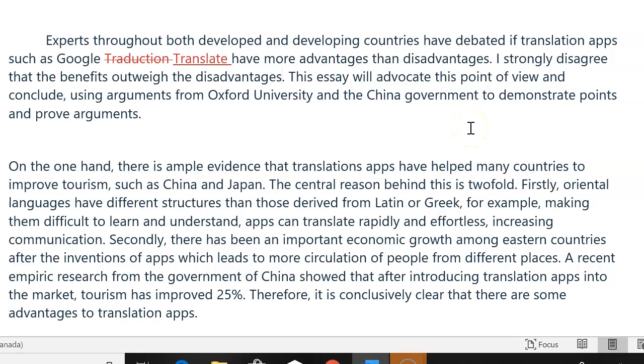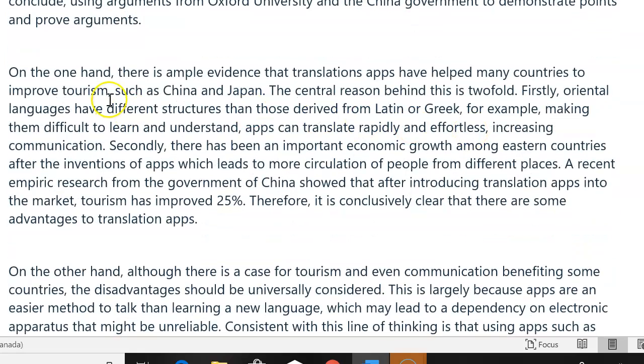Right? So this is going to anticipate and give a short preview of what's going to happen further in the essay. On the one hand, there is ample evidence that translation apps have helped many countries to improve tourism, such as China and Japan. Okay, really? The central reason behind this is twofold. Firstly, Oriental languages have different structures than those derived from Latin or Greek. Okay, very nice. For example, making them difficult to learn and understand.